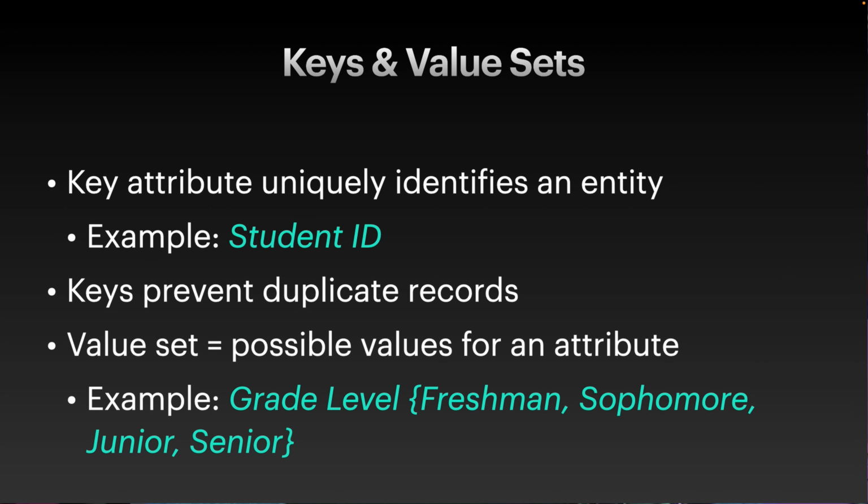Now, let's talk about keys. A key attribute uniquely identifies each entity. For a student, this might be a student ID. No two students should have the same ID, for example. The value set of an attribute is simply the range of possible values it can take. For example, the value set for a grade level might be freshman, sophomore, junior, or senior.